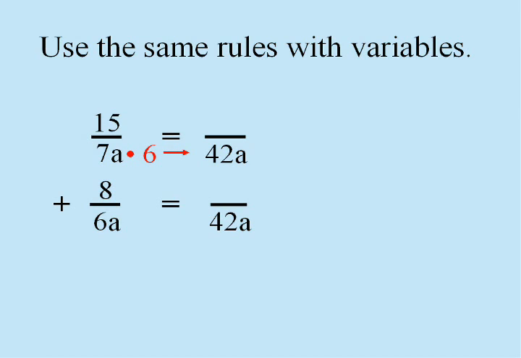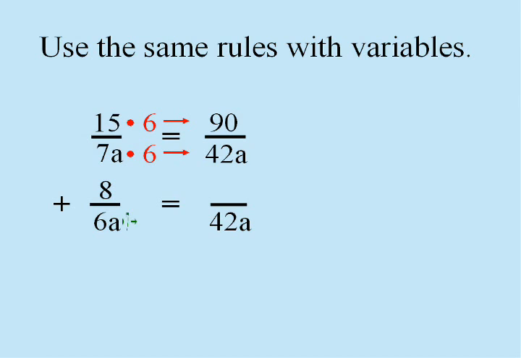Now, how can I change that legally to 42a? I know I multiplied the 7a by 6. I'll have to do a 6 to the top. In effect, multiplying by my buddy 1 and not changing the value. 15 times 6, I promise, is 90.